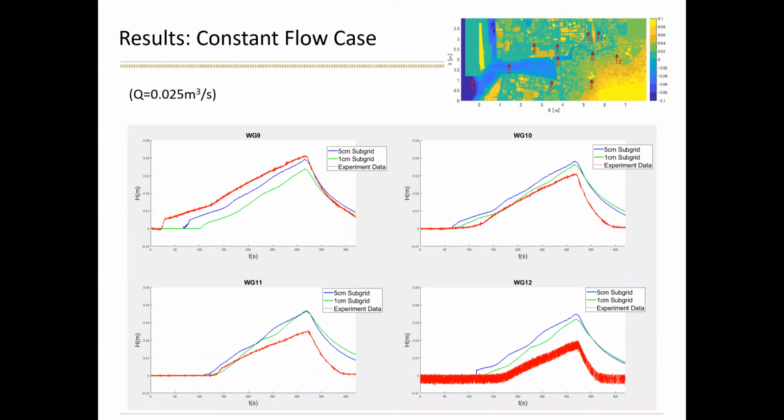And here are the results of the rest of the gauges. Overall, the comparison between the model results and experiment data of the constant flow cases potentially indicates that the accuracy of the subgrid model may be related to the existence of nearby building structures.